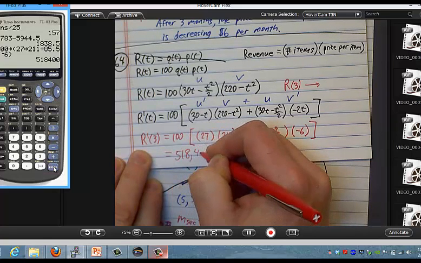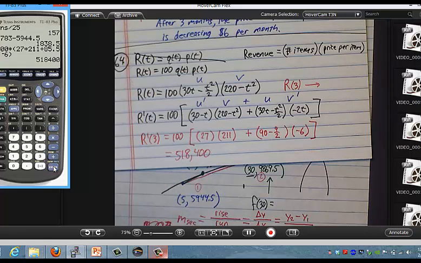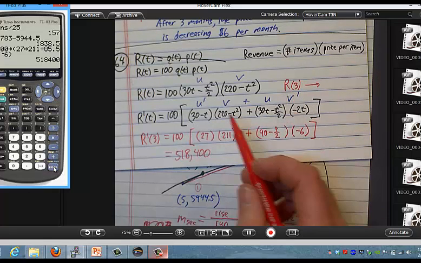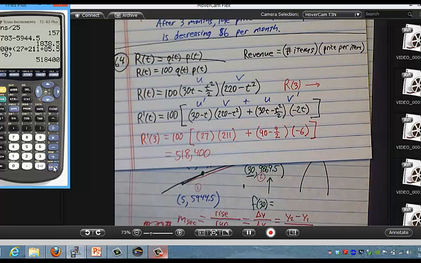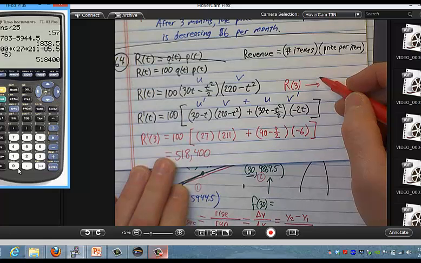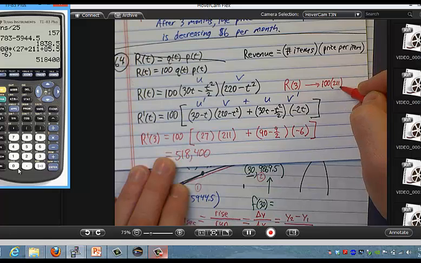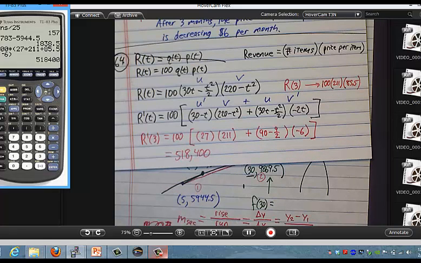By the way, did anybody compute R of 3? No? Well, I'm going to do that then. Oh, actually, I could do that very quickly because I did P of 3 and I did Q of 3. So remember what it is. It's 100 times 211 times, and then what was Q of 3? 85.5, right? So there's R of 3. I did all that. So let's see what that is.